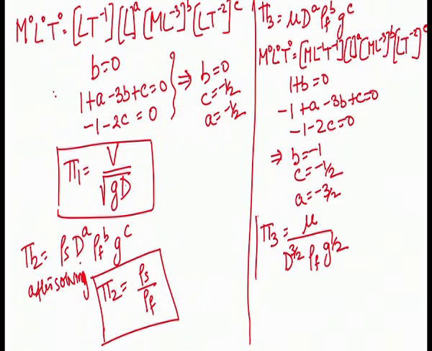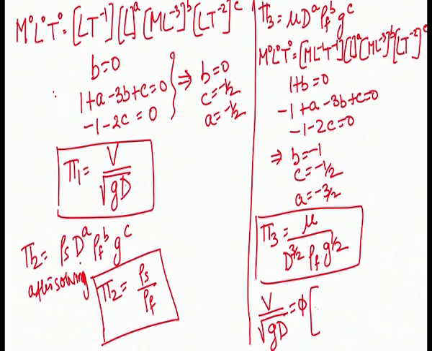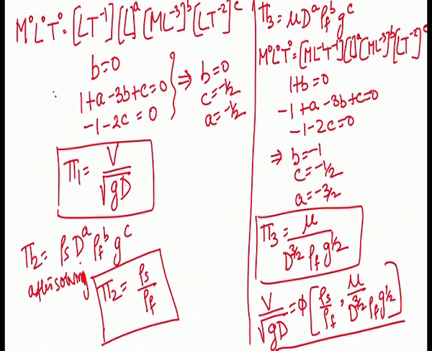So, we have got pi 1, pi 2 and pi 3. So, finally, the functional relationship will be pi 1, v by under root g d, is a function of pi 2 comma pi 3: rho s by rho f comma mu divided by d to the power 3 by 2 rho f g to the power half. So, this is one of the examples where we have solved this. Okay.